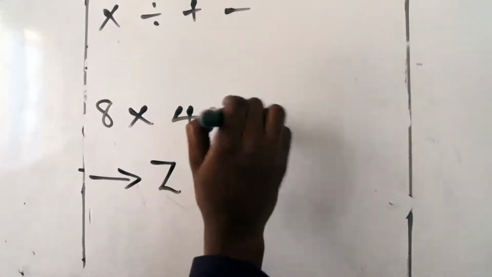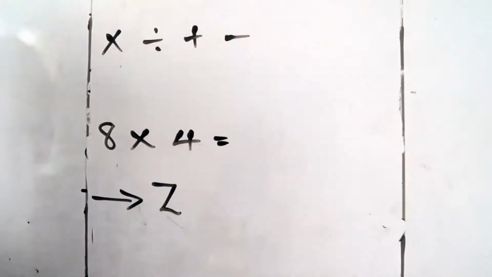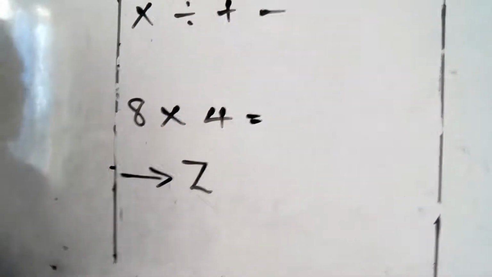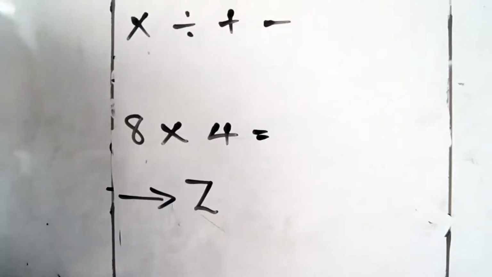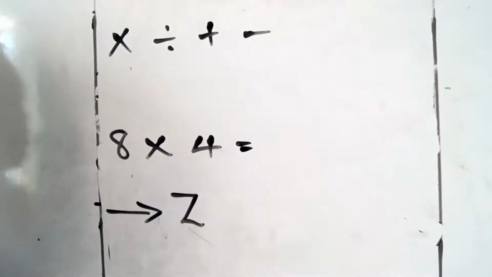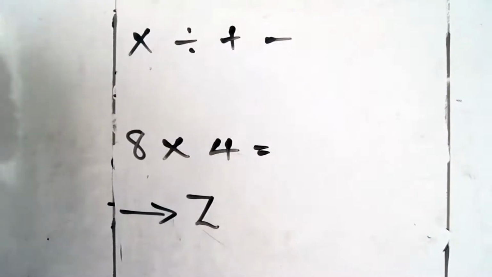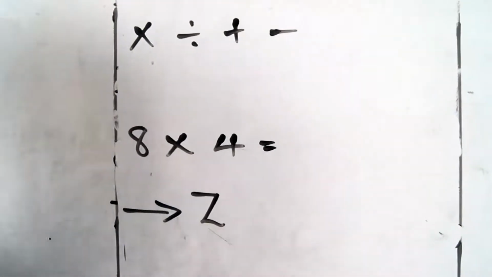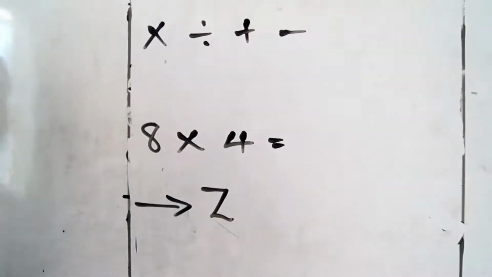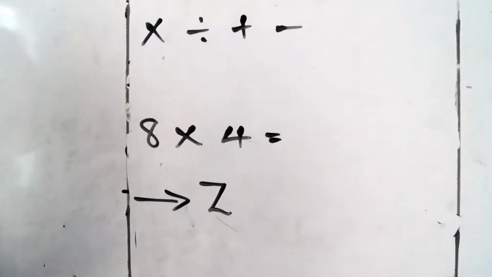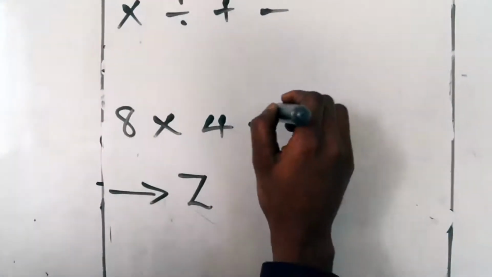Now 8 multiplied by 4 will give us what, everybody? I can hear you. 8 times 4. Let me hear you recite your 8 times table. 8 times 1 is 8. 8 times 2 is what? 16. 8 times 3 is what? 24. So 8 times 4 will be 32.